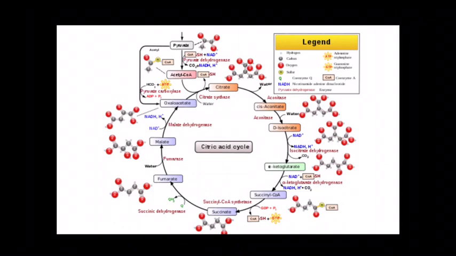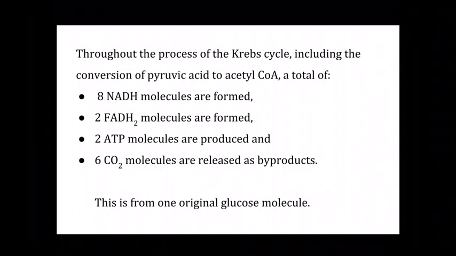But essentially, let's look at the summary of the Krebs cycle. Throughout the process of the Krebs cycle, including that original conversion of pyruvic acid to acetyl-CoA, which is sort of an interim step between glycolysis and the Krebs cycle, that process of the pyruvic acid turning to acetyl-CoA.